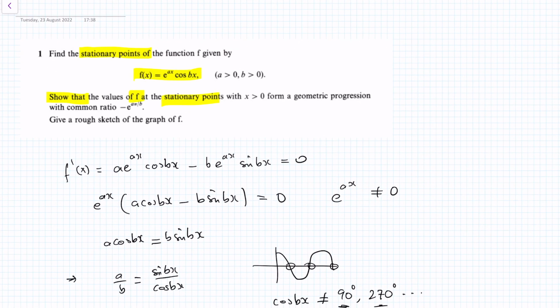Yeah, so I think this was a nice question. If you think about it, it required nothing more than A-level maths knowledge. It's just differentiation, product rule, and some geometric progression and sketching graphs.